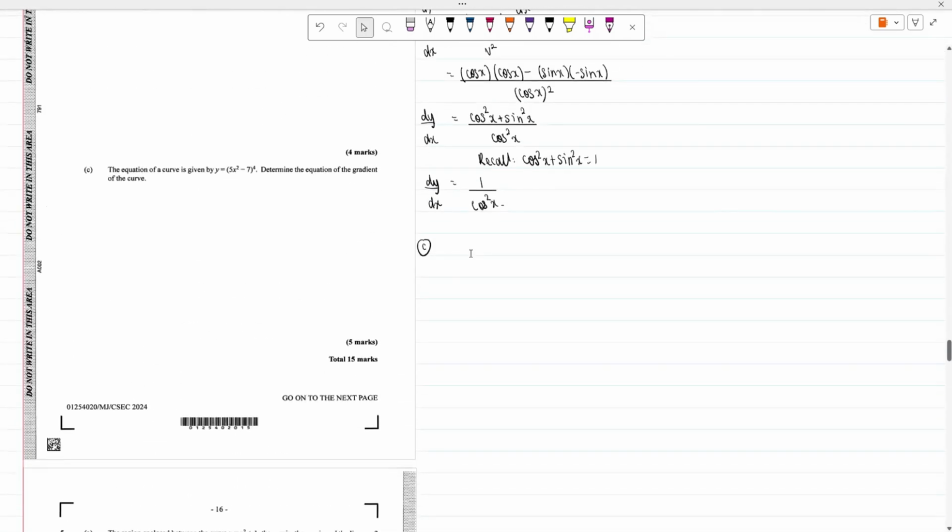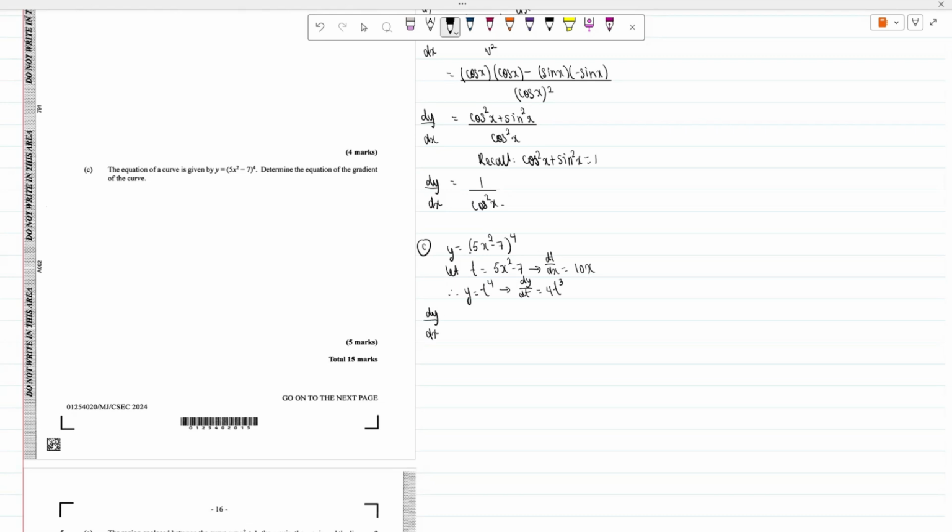So if y is equal to 5x squared minus 7 to the power 4, this is a straightforward chain rule, so we have to show the substitution. Let t be equal to 5x squared minus 7. I'll get dt dx to be 10x. Therefore, y becomes t to the power 4, and dy dt is 4t cubed.